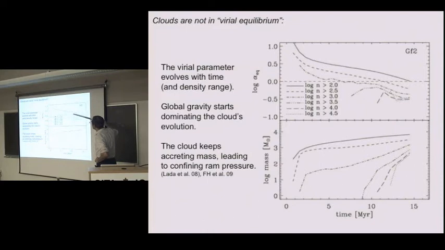And so if you like the models, what you can do is plot your virial parameter depending on what gas you include, anything larger than 100 particles per cubic centimeter, anything larger than 10,000 particles per cubic centimeter. These are different lines.